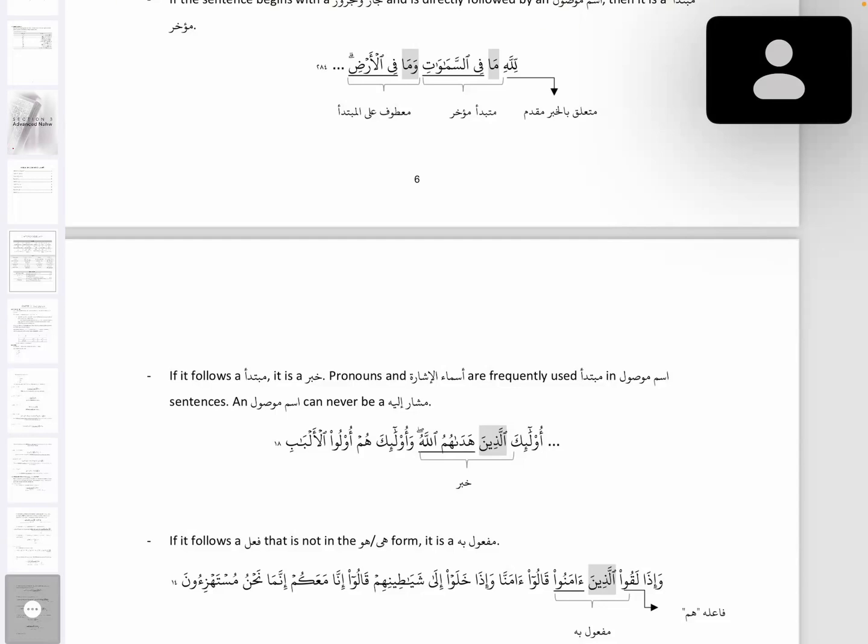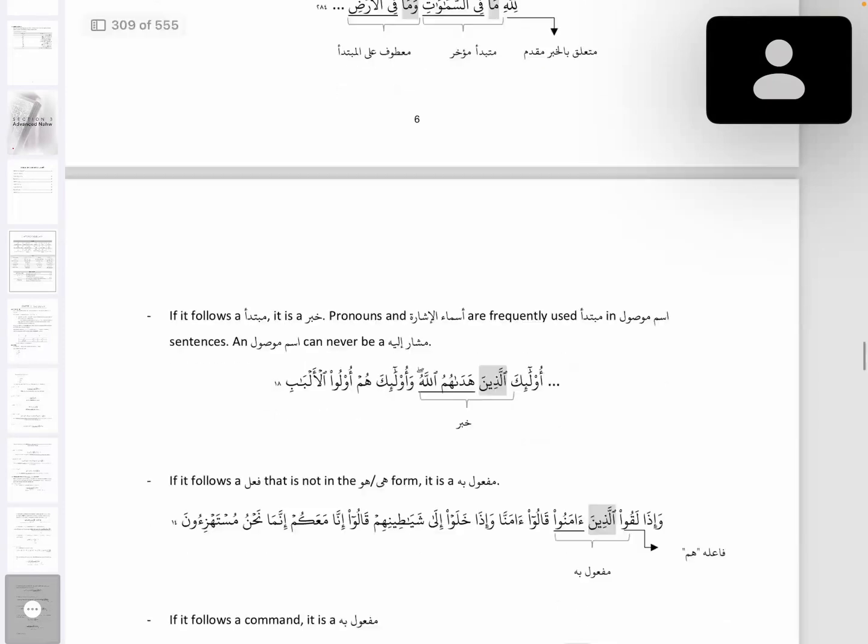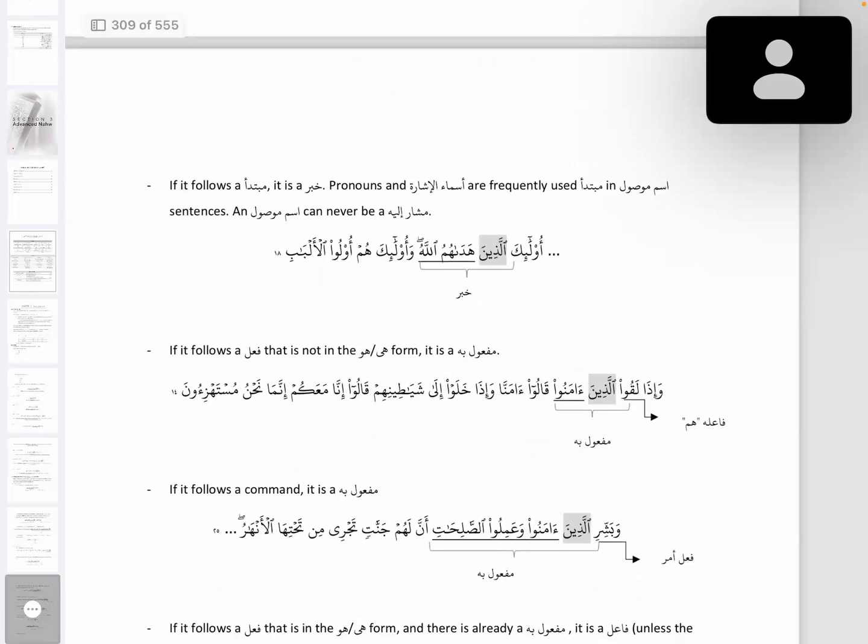Pronouns and asmaul ishara are frequently used mubtada in ism mawsool sentences, and ism mawsool can never be a musharun ilayh. Ulaika allazina hadahumullahu wa ulaika hum ulul albab. It can never be labeled as musharun ilayh.